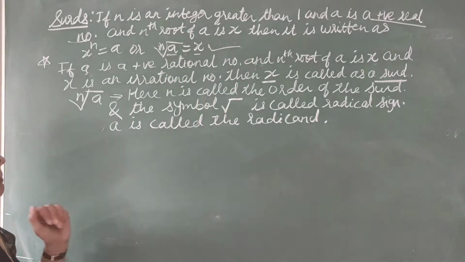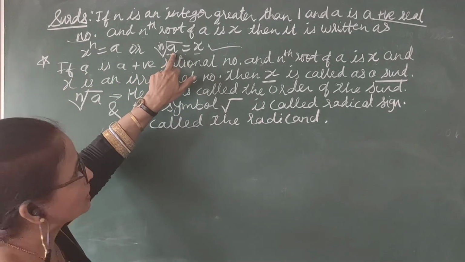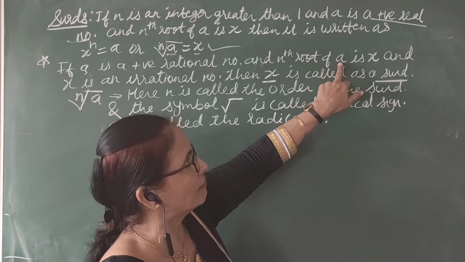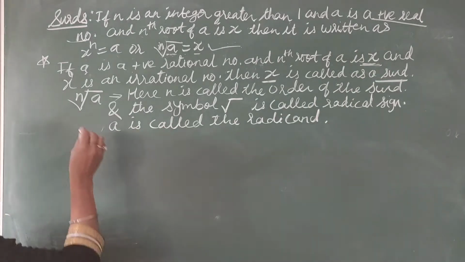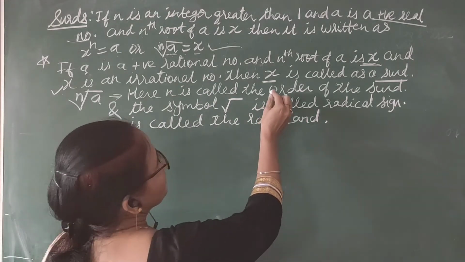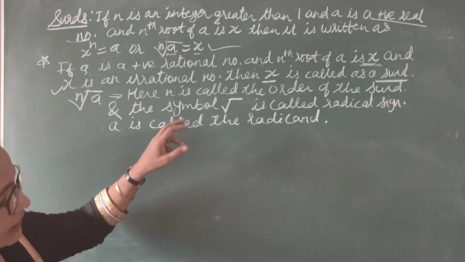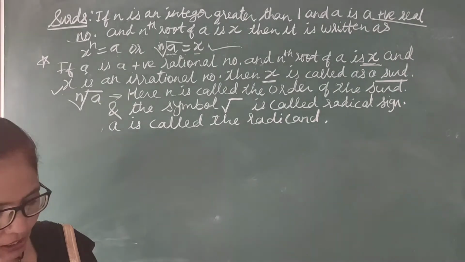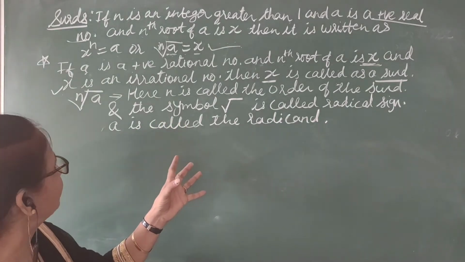Now you can see what is meant by surd. If a is a positive rational number, and when you simplify the nth root of this positive real number, suppose you get the answer as x, and if this x is an irrational number, then we can say that x is called a surd. Then only that number is a surd.